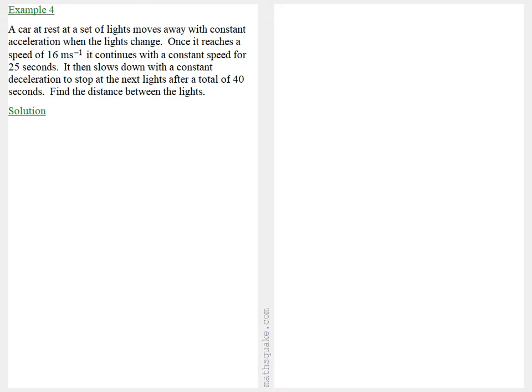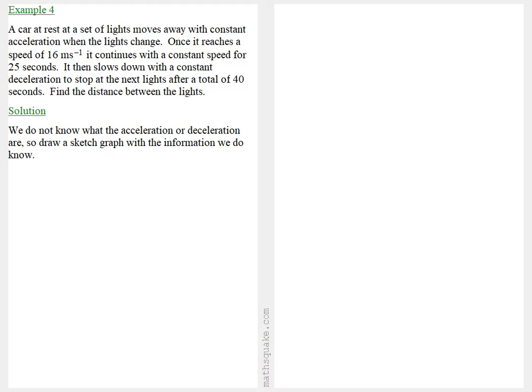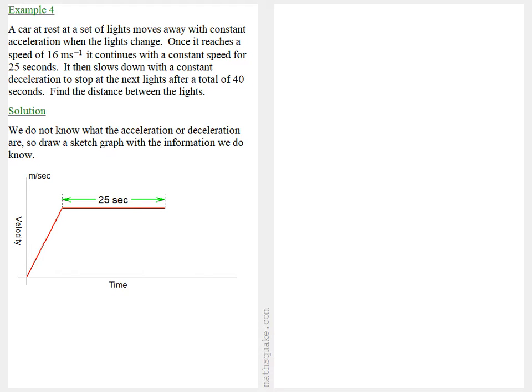Well, to solve this, we do not know what the acceleration or deceleration are. So, draw a sketch graph with the information we do know. We know it accelerates at a constant rate, then continues at a constant speed for 25 seconds, and then decelerates. The total journey takes 40 seconds.